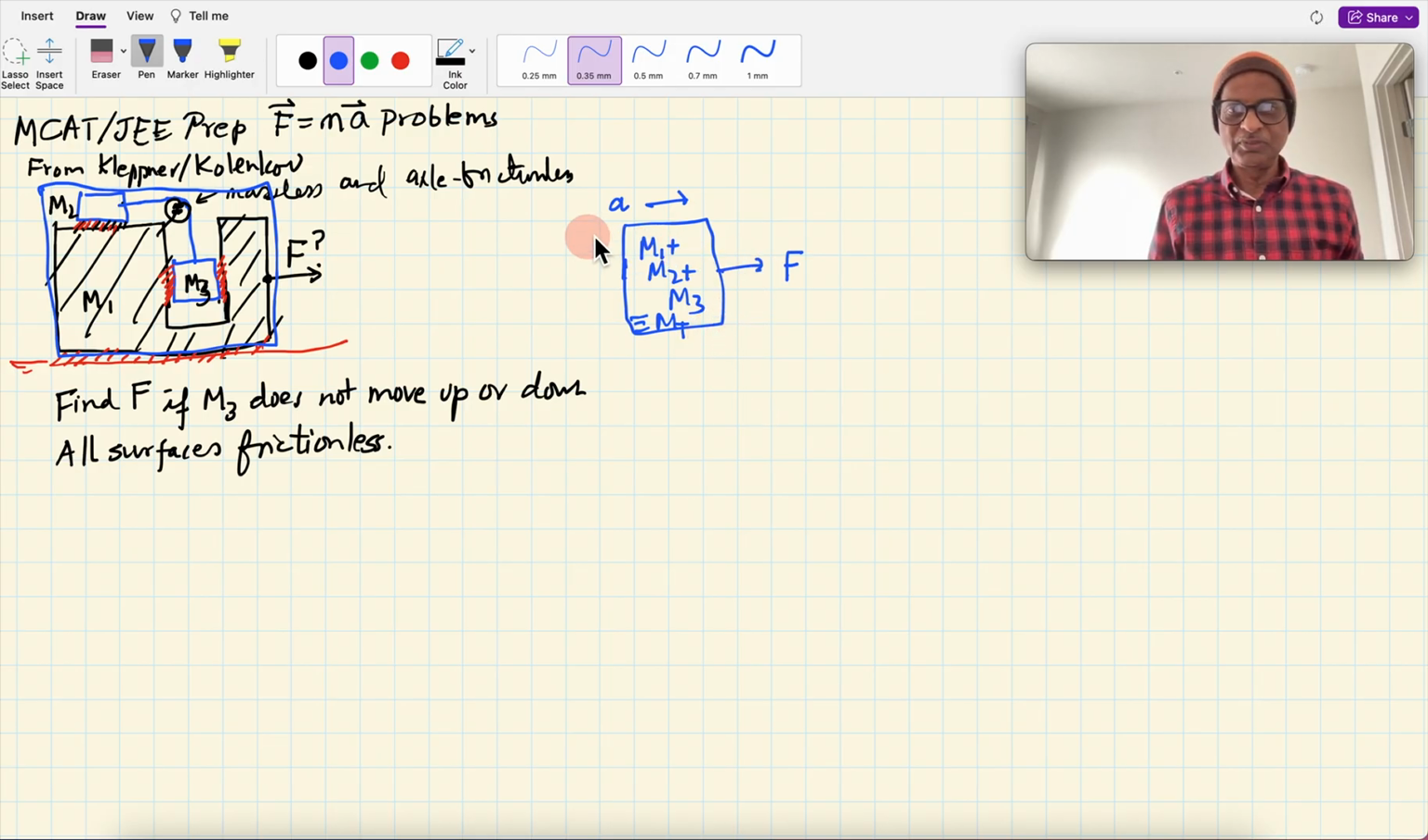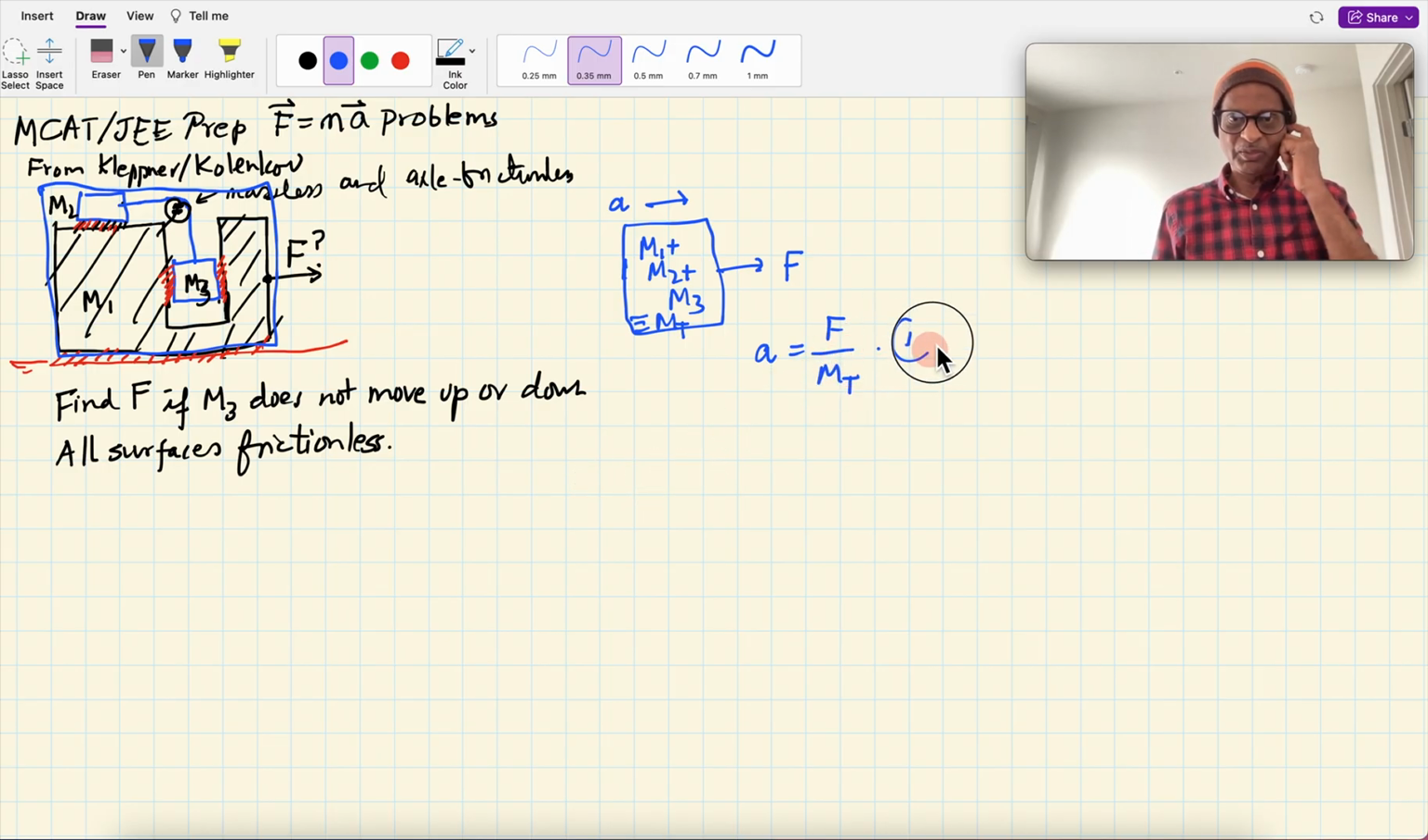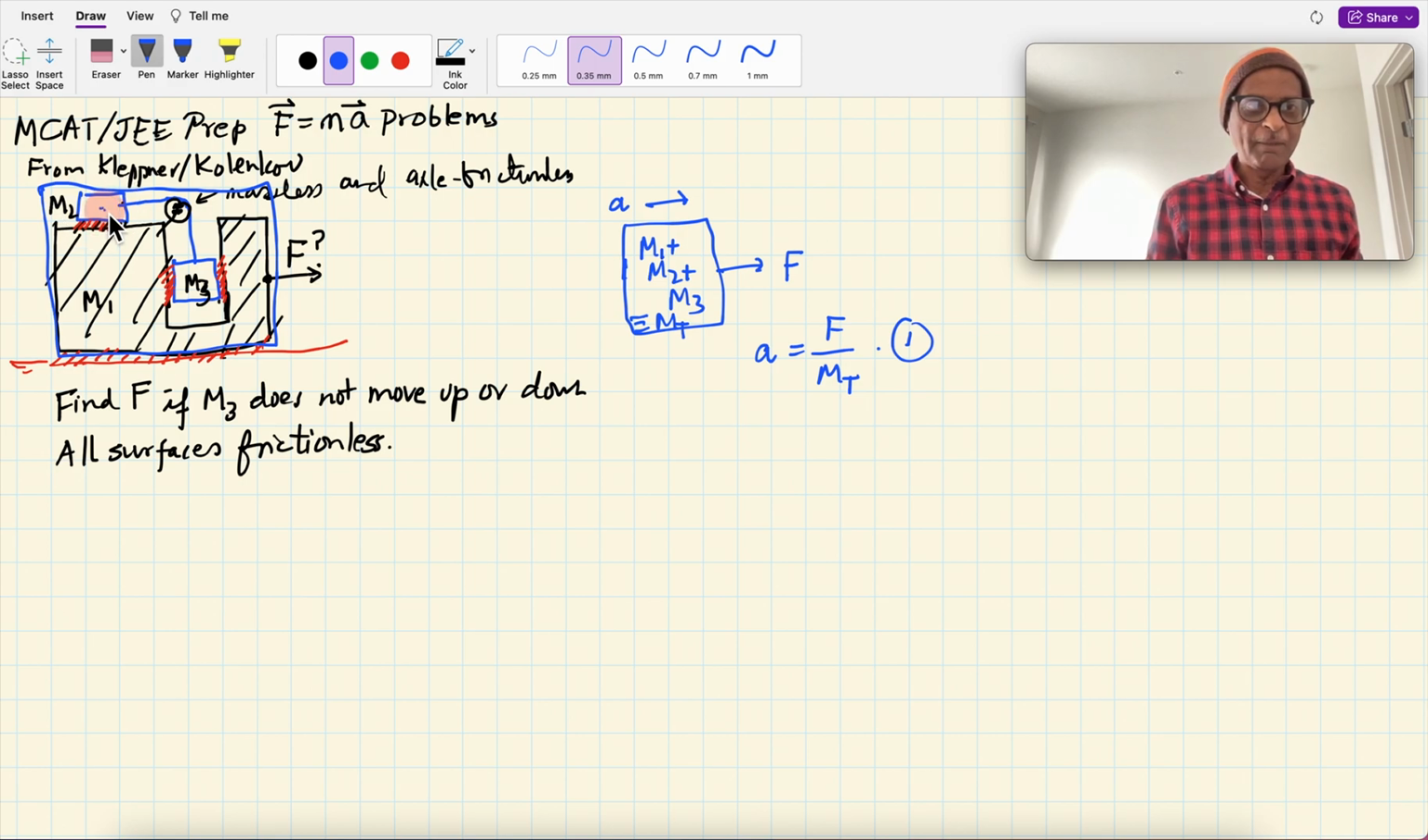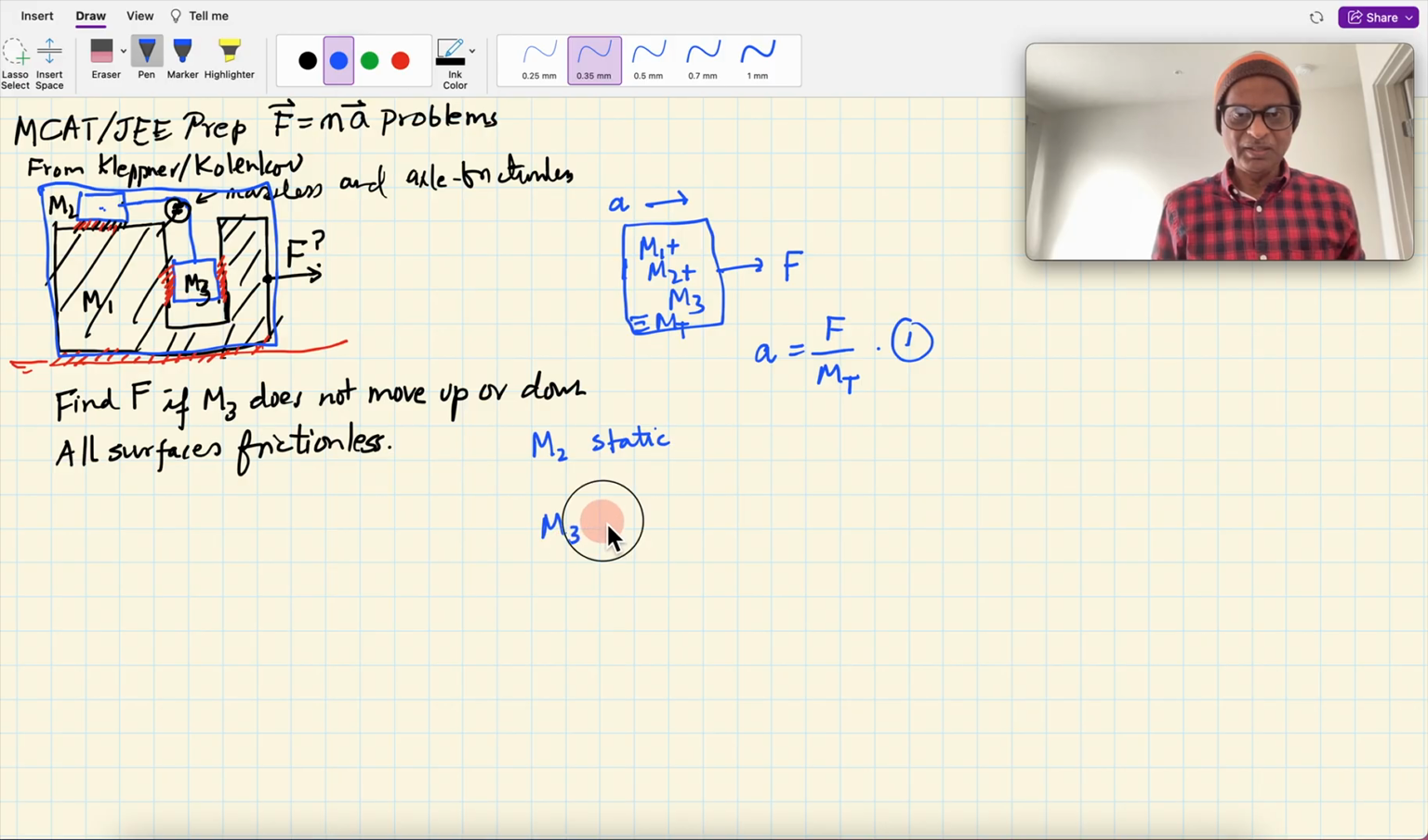So you don't have to put coordinates or anything. This is just one direction. So A is F over mass total. Okay, so we got one equation. Now we need to figure out what A would be. Looking around, look at here. This thing is not going this way because this is not moving. So this one must also be fixed. Now M2 is static and M3 is static.